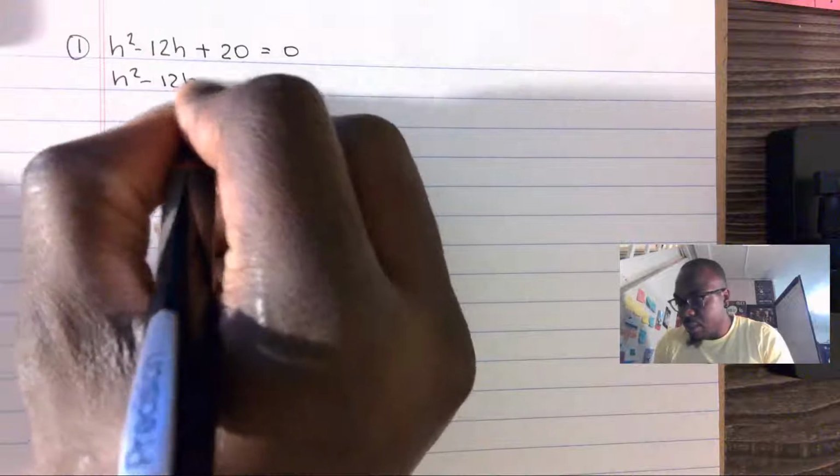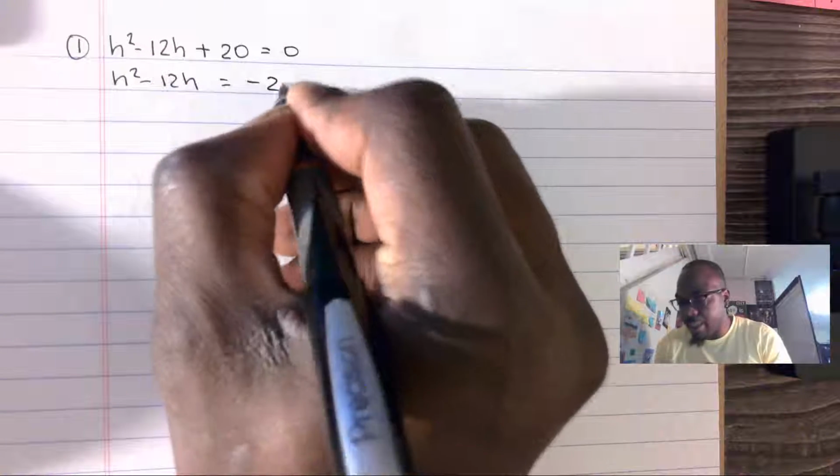So our first problem here is h squared minus 12h plus 20 is equal to 0. Now, as you can see, this problem is already in the form where the coefficient of h squared is 1. So our next step would be to move the constant from the left side to the right side. All right. So here, if I do that, I'm going to have h squared minus 12h is equal to negative 20. Again, I did that by subtracting 20 on both sides.